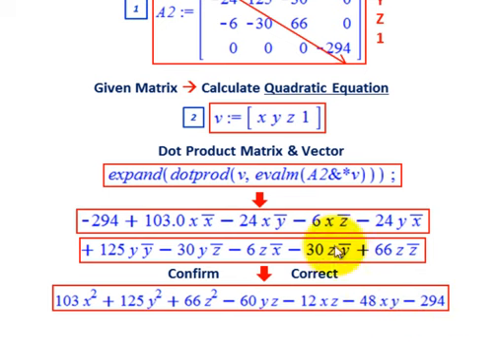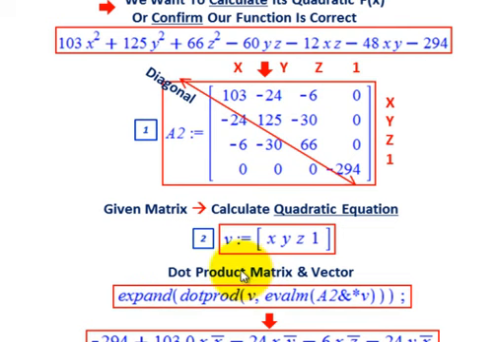So this is just a good way to check your function to see if it's correct, or to save some time. Just take the dot product of the matrix you're dealing with times the vector, and you have to set up the correct vector for your columns or rows. Okay, so that takes care of that.